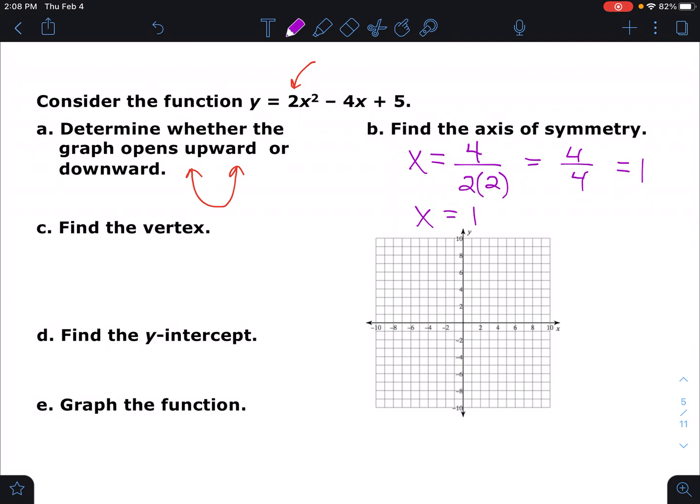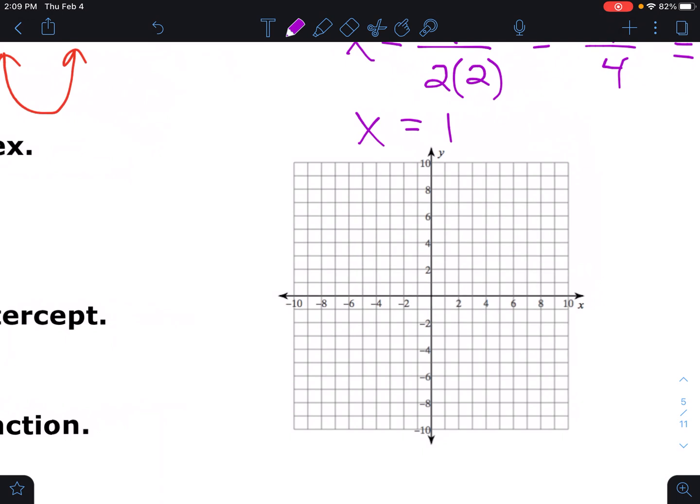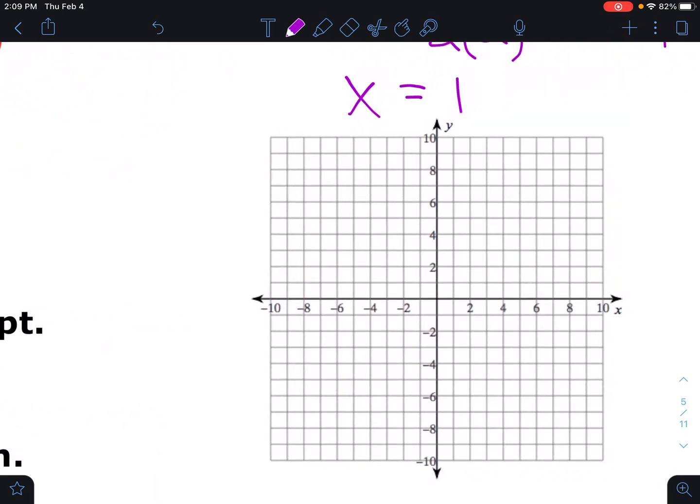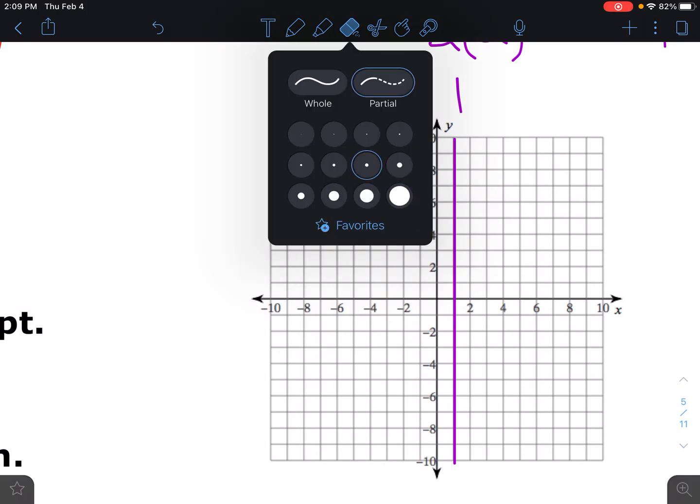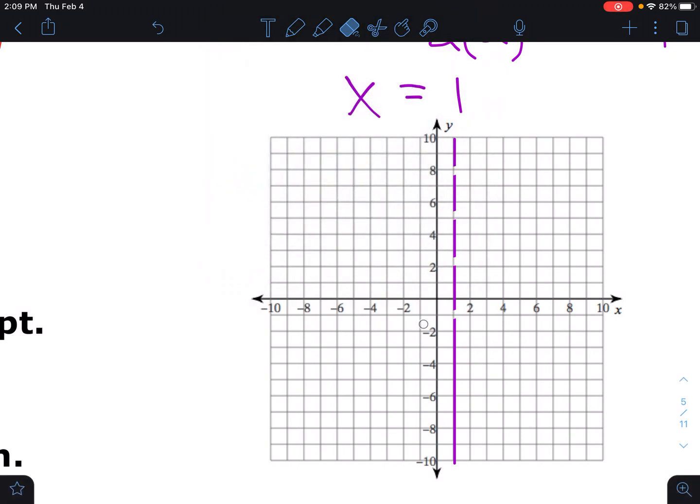Now we are going to graph all this on here. I'm going to do this as we go. So x equals 1, a vertical line at 1. I'm just going to draw this in here, and I'm going to have it dashed. Okay, so this is my axis of symmetry, and I'm going to put that in there dashed, so I know that that's an axis of symmetry.